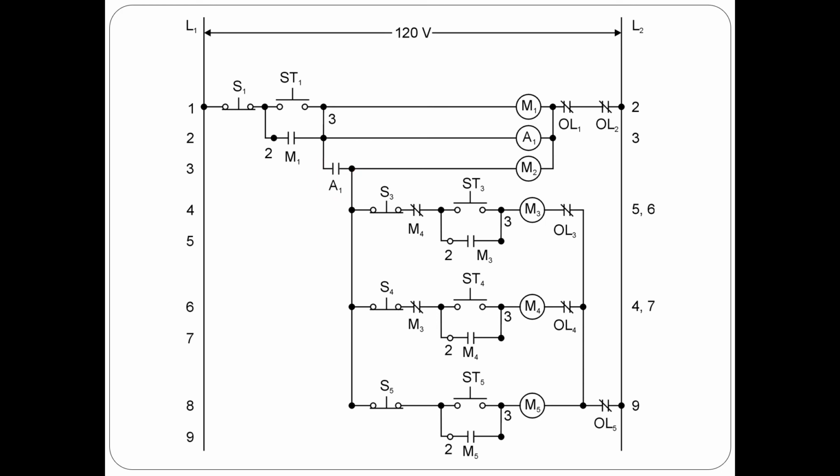Alright, so now the next scenario is a little bit more complicated, so pay attention. If I have coil M4 operating, I cannot start coil M3. However, if I have coil M3 operating, I can start coil M4. What would be the problem?